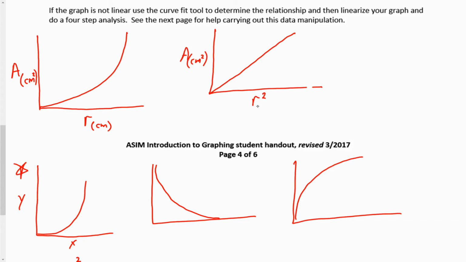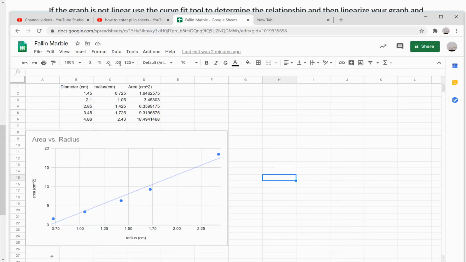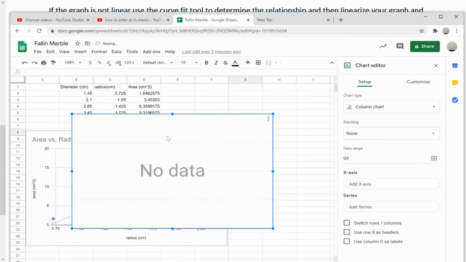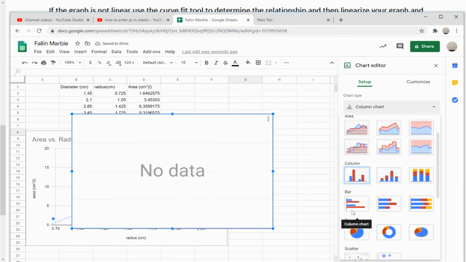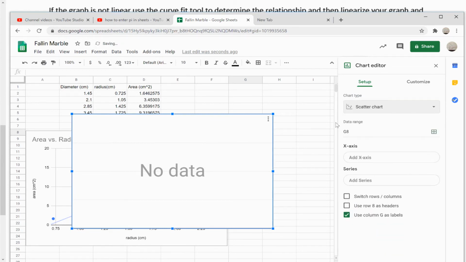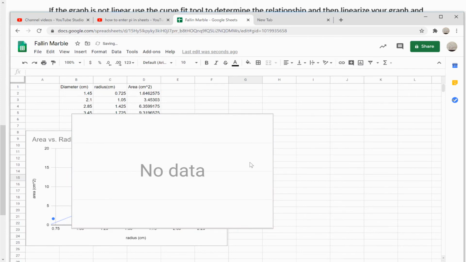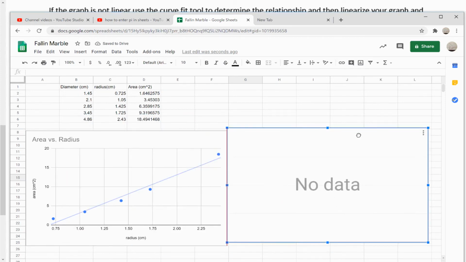I'm going to try and move on to another page so that we can finish this lab. So let's make a new graph instead of area versus radius. Let's go up here, insert, chart, and we'll do a scatter plot. Every graph we're going to make this year is a scatter plot. Get out of my way. You're always in my way, graph.